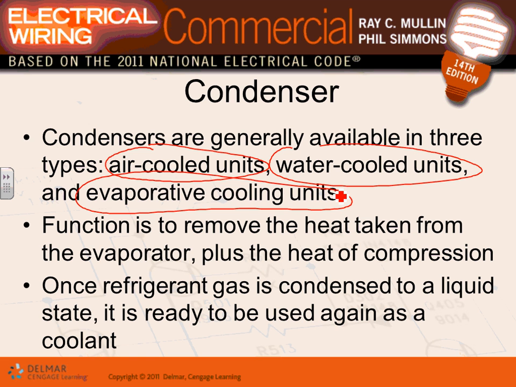What does the condenser do for a living? Its first job is to remove the heat from the evaporator, plus the heat of the compression. So remove the heat that got collected by the evaporator and added by the compressor, and throw it outside. By removing the heat, the high pressure gas turns into liquid, and that liquid goes back again as a coolant, circulating back to the evaporator, and it keeps going.